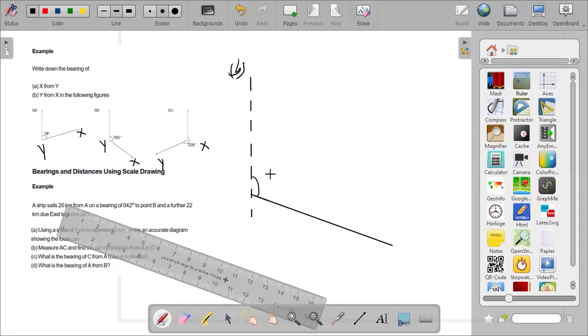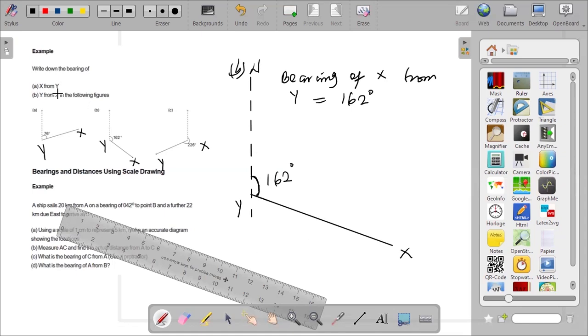This angle here is 162 degrees, and that is point y, while this is point x. And they ask us to find the bearing of x from y first. The bearing of x from y is the angular distance of this line connecting point x and y, measured from the North Pole. Look at the North Pole here represented with a broken line. So this angular distance here, which is 162, is the bearing of x from y. The bearing of x from y is equal to 162 degrees.